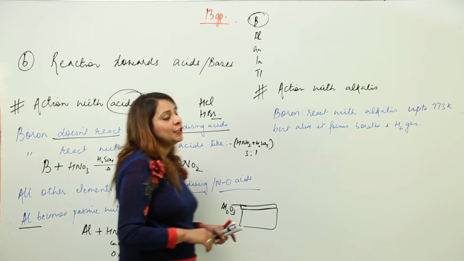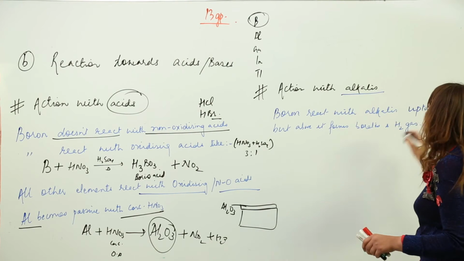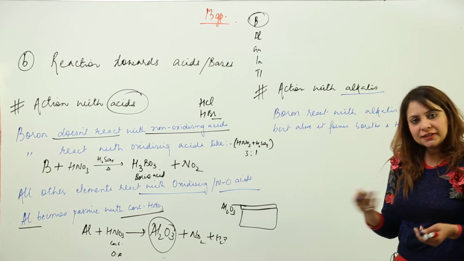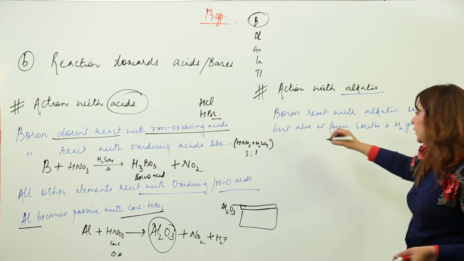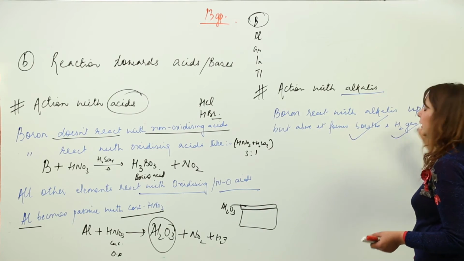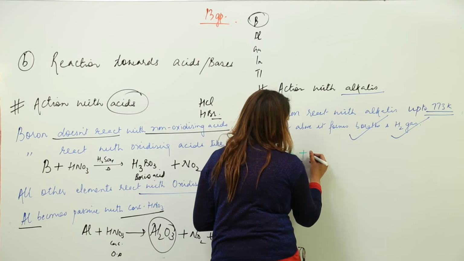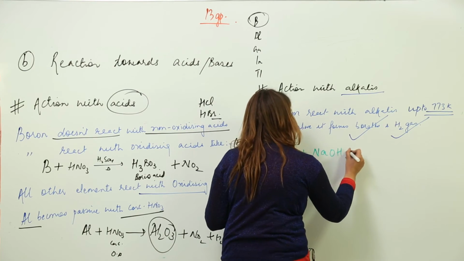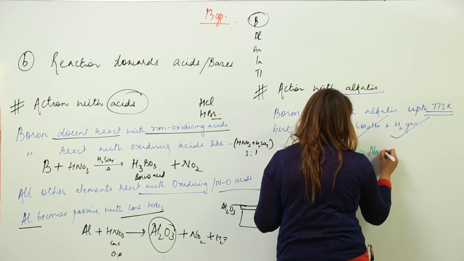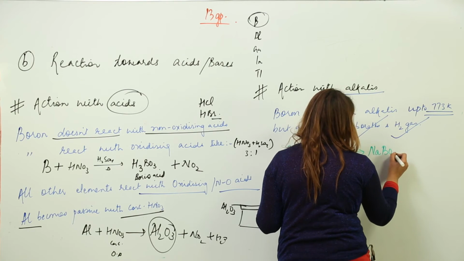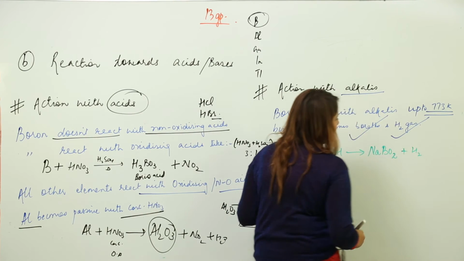Now coming to the reaction with alkalis. When we react them with alkali, the reaction up to 773 Kelvin is okay, that means they form the respective hydroxide, but above that they form their salts. If we talk about boron, it forms borates and hydrogen gas. Let's show it in a reaction. This is our boron, and we are going to react it with an alkali. Let's take caustic soda, that is NaOH. It is going to form its borate, NaBO2, that means sodium metaborate, and along with that we will see hydrogen gas also.